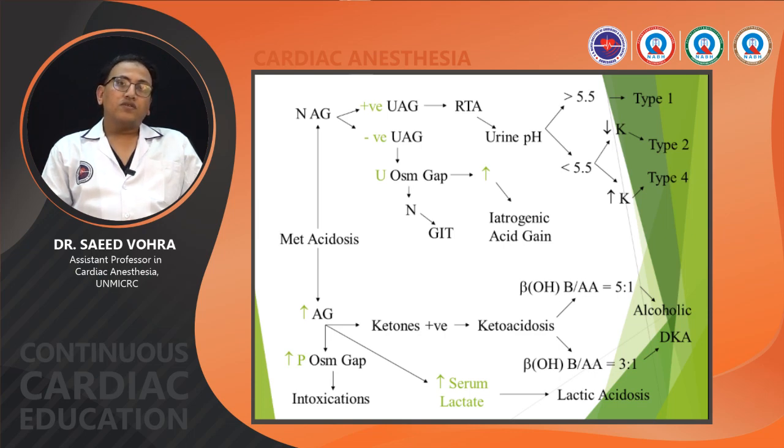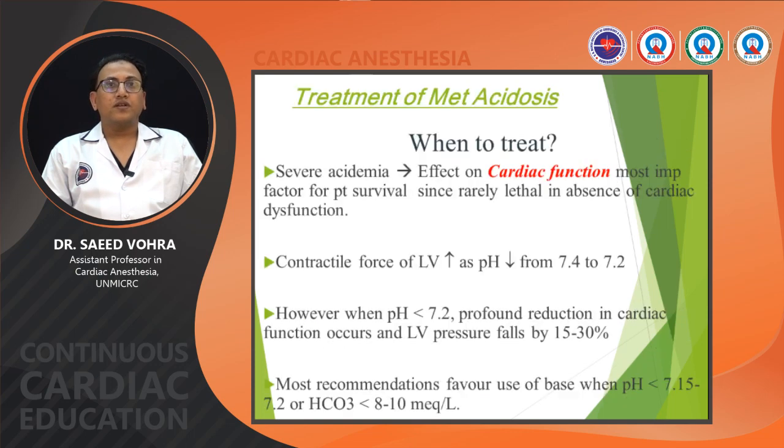Now in renal tubular acidosis, if the urinary pH is more than 5.5, then it is type 1 renal tubular acidosis, and if the urinary pH is less than 5.5 with hypokalemia, then it is type 2 renal tubular acidosis, and if the urinary pH is less than 5.5 with hyperkalemia, then it is type 4 renal tubular acidosis.